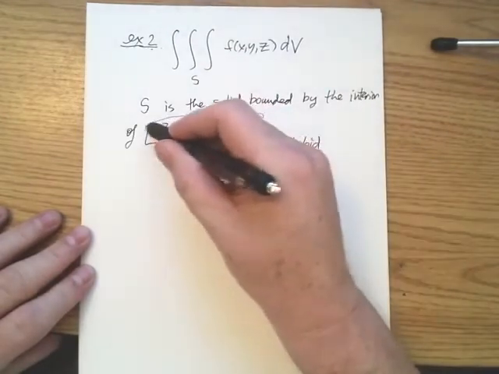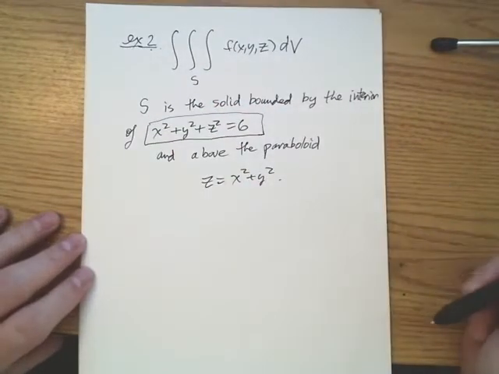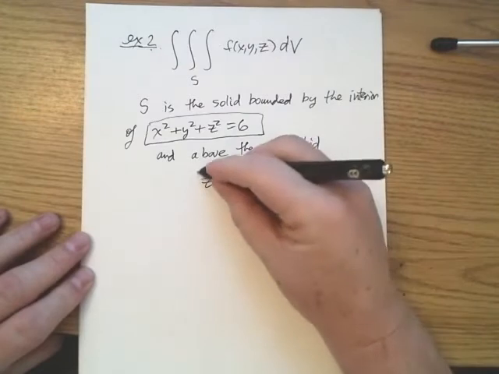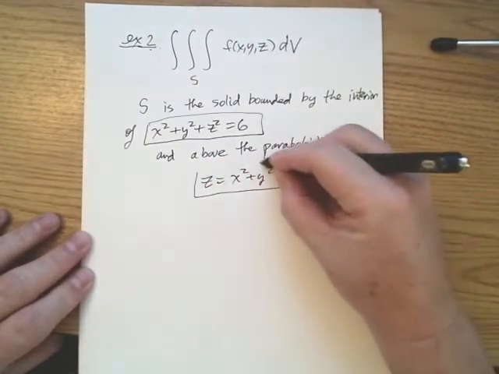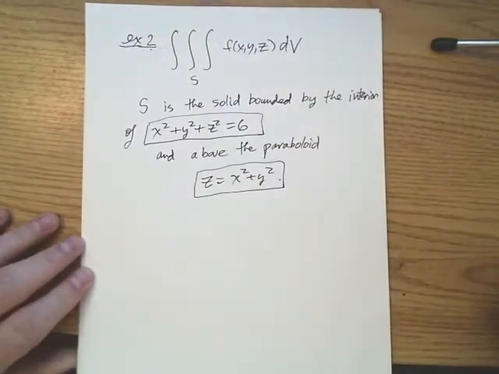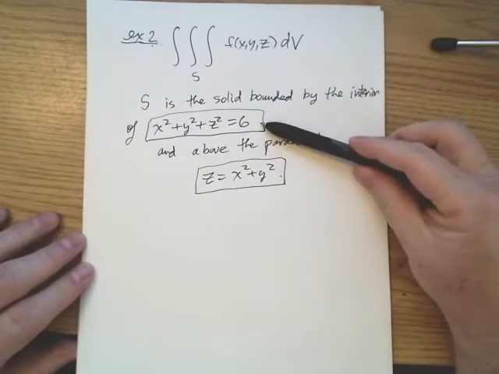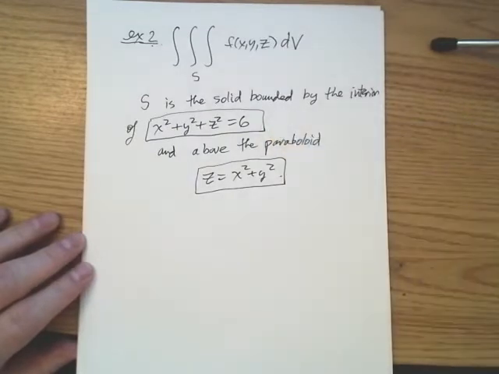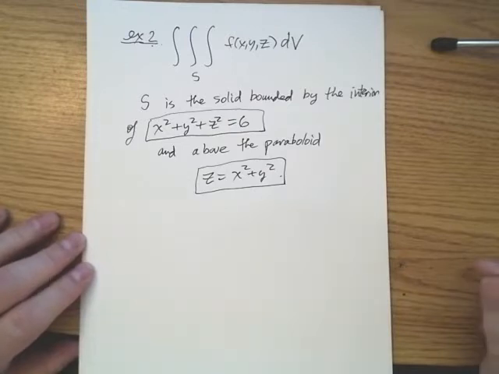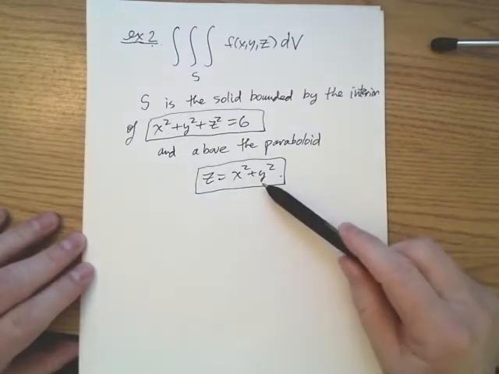x squared plus y squared plus z squared equals 6, and above the paraboloid z equals x squared plus y squared. Well, first of all, if you give this a little thought, you can see pretty quickly that we're talking about the interior of a sphere centered at the origin with radius square root of 6, right? And then this paraboloid opening upwards, right?